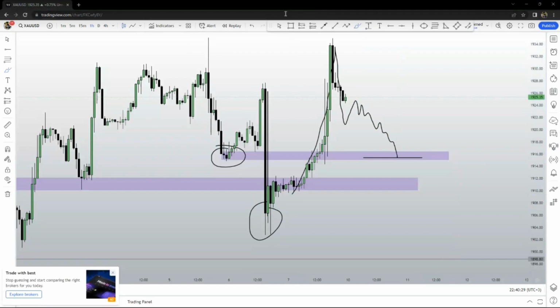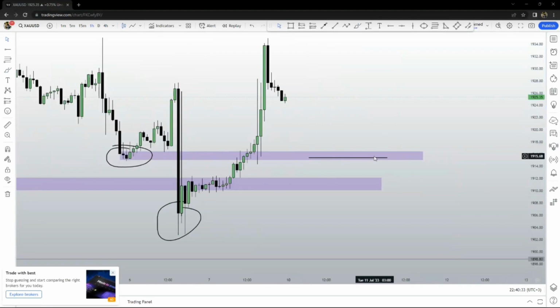Now here is the plan. This is where the plan comes from. You feel like, you know what? I'm waiting for this pair to come around here.